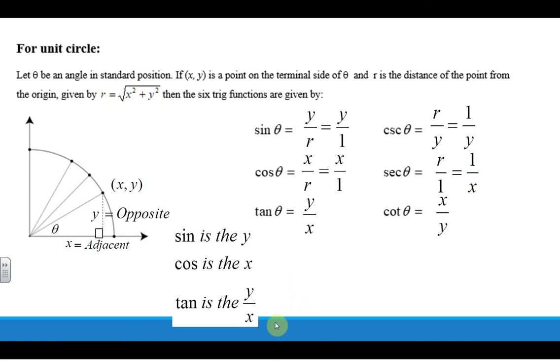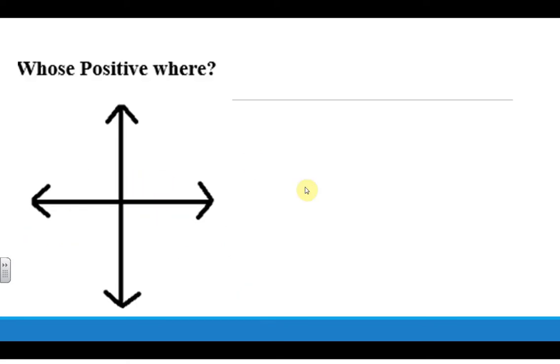So this day is all about practicing this information. Just want to point out also tangent, y over x. Think about where else you see y over x in coordinate geometry. That's slope, people. So tangent is the slope of this line on your unit circle. Whoa. Throwing that out there.